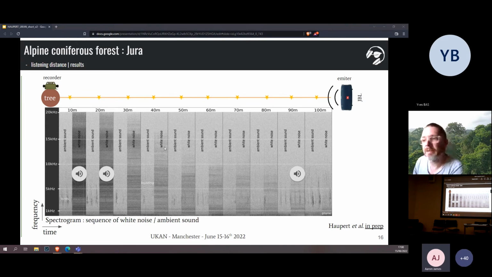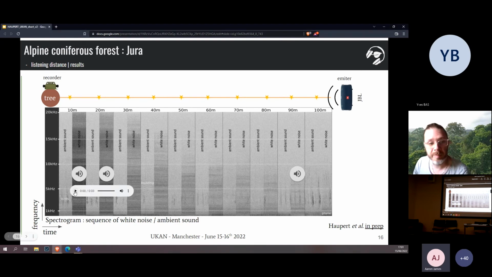So now let's hear the transmitted signals at 3 different distances. So at 10 meters, sorry, you can hear a little bit some birds below. At 10 meters, 20 meters, sorry. And at 90 meters.